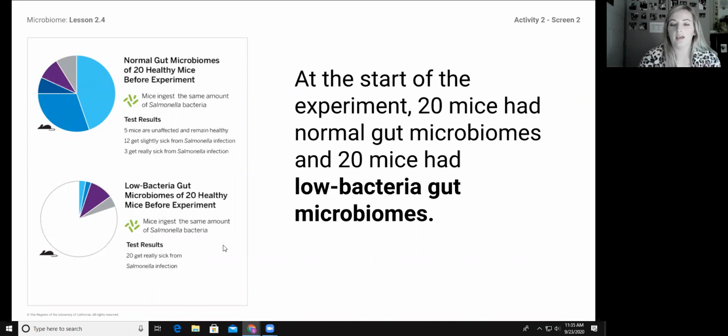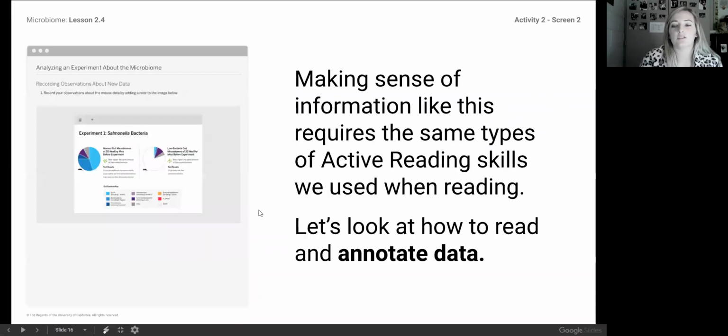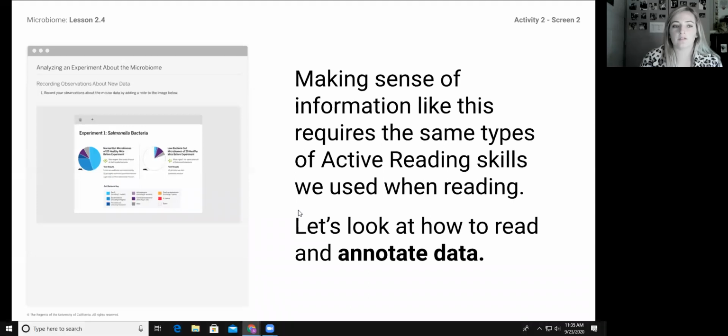Okay, so in Amplify, I'm going to let you go in and do some annotations. We're going to watch this video first on how to do those annotations, okay? So I'm going to share my computer sound. We're going to watch this video real quick.